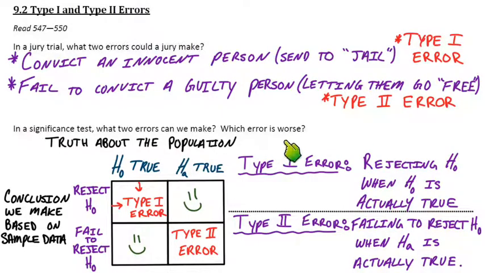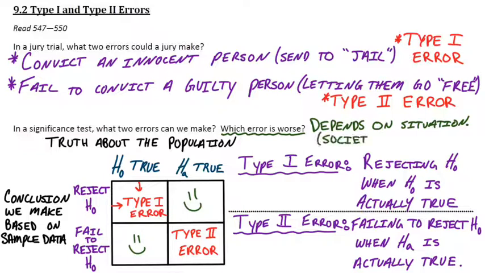So which one is actually worse or more offensive? That honestly just depends on the situation. In society, especially if we're talking about the jury trial, our society would say a type 1 error is worse, right? Sending an innocent person to jail is more offensive than letting a guilty person go free. But it's not all the time jury trials, so it really just depends on the situation.